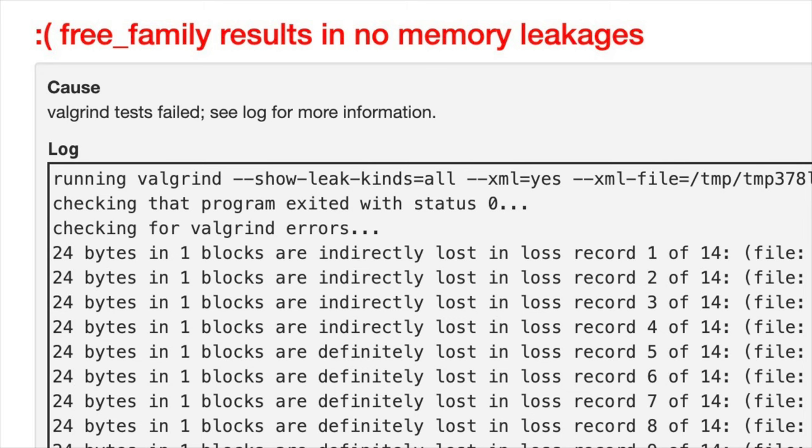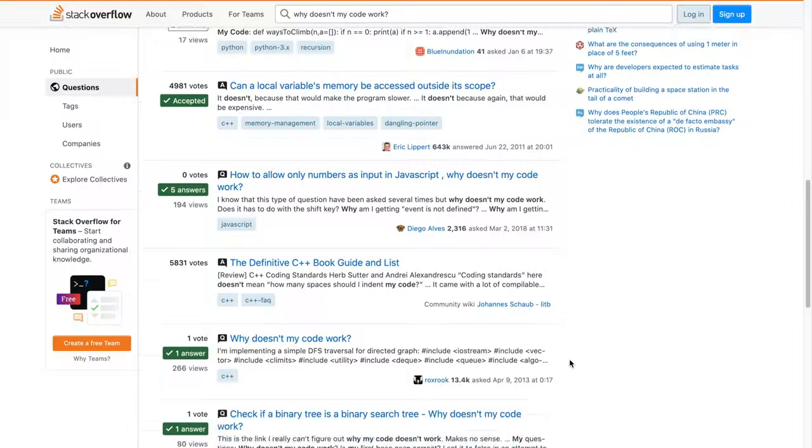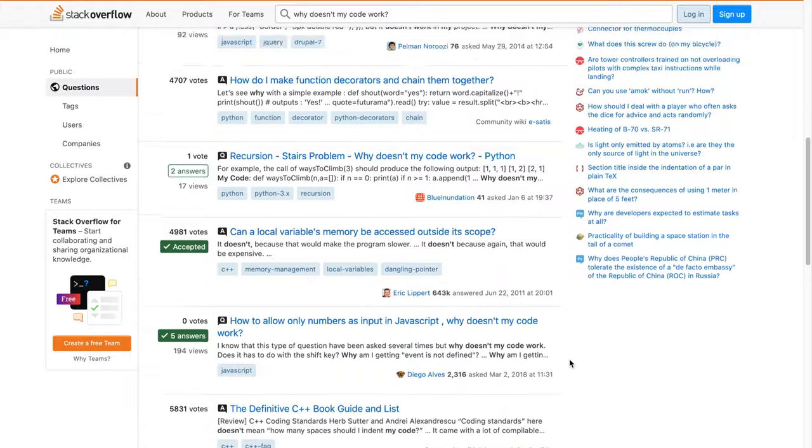And for some reason, I always had memory issues with my code. I just for the life of me couldn't figure out the memory issues I had. Even Stack Overflow and Reddit didn't help me.